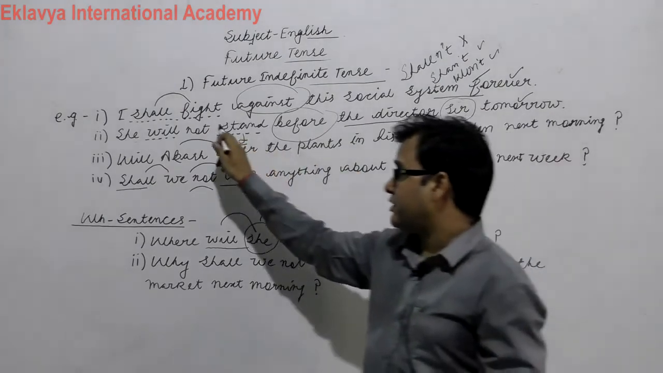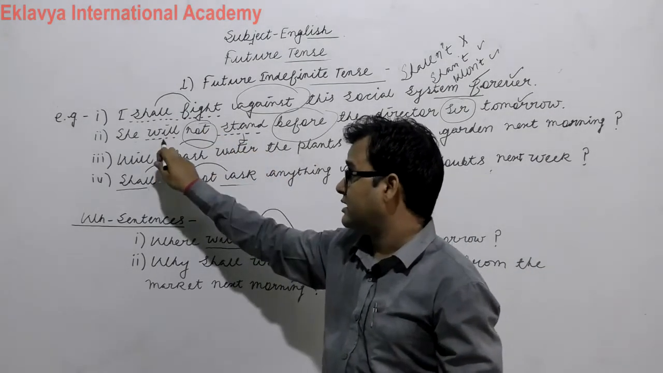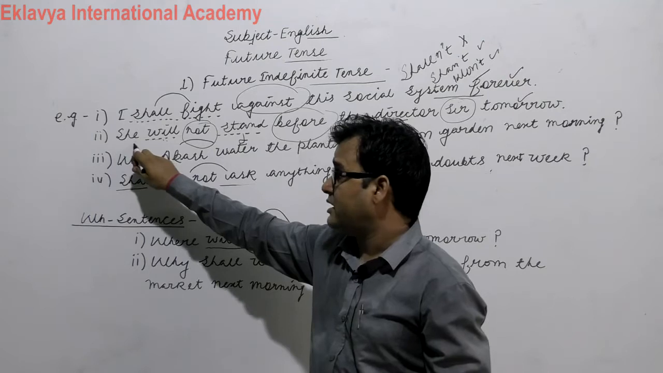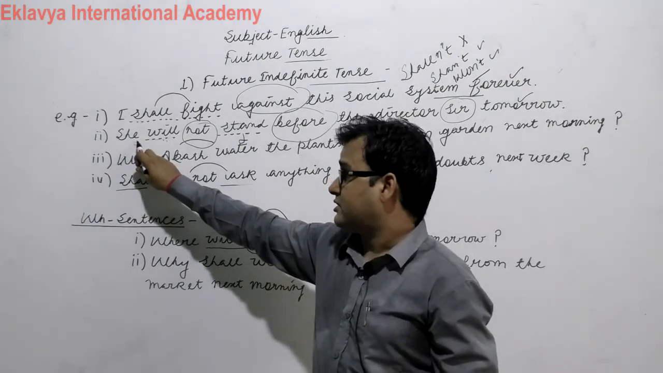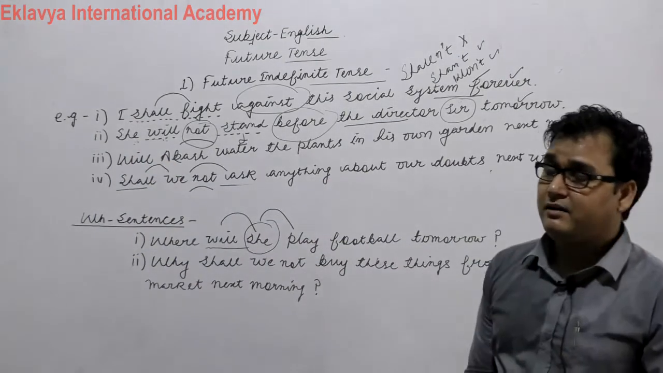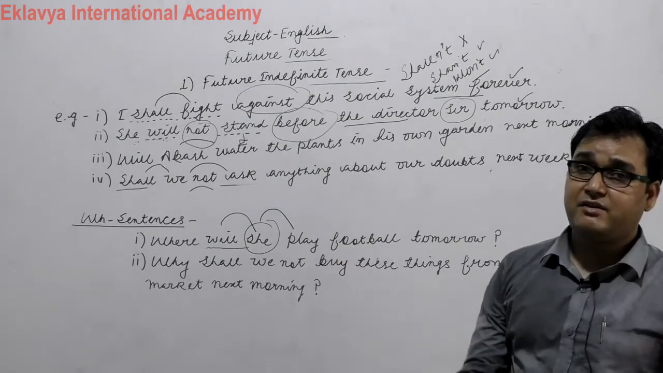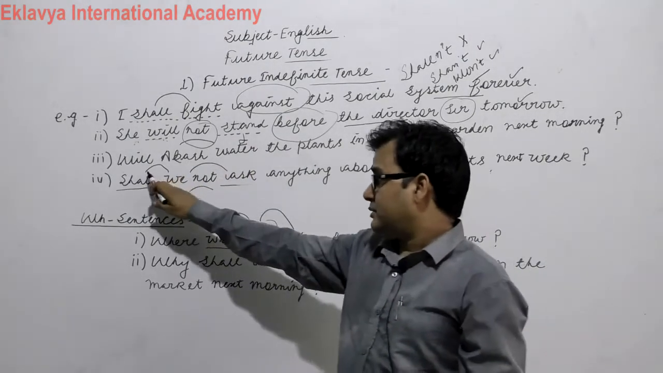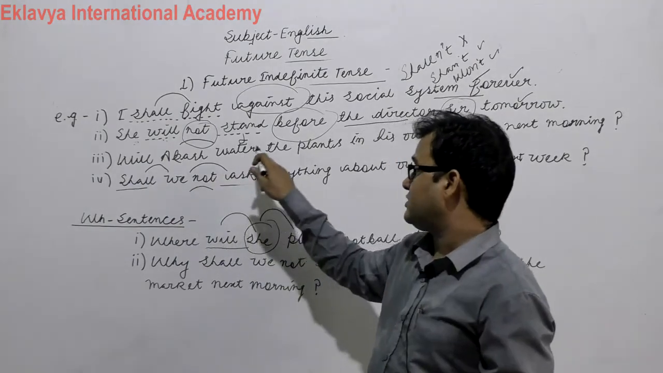The example is of your negative sentence, and I use shall, I use will. We with she. It's a she, you know that very well. It's a third person. With third person we use will, and if there is a case of I and we we will use shall. Example number 3, like will Akash water the plants?